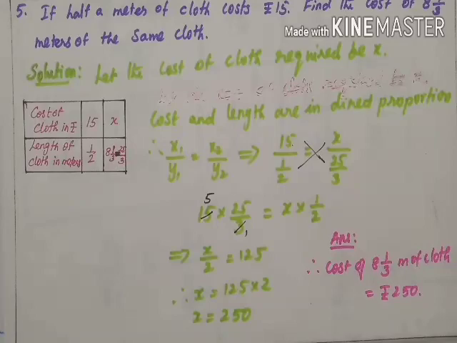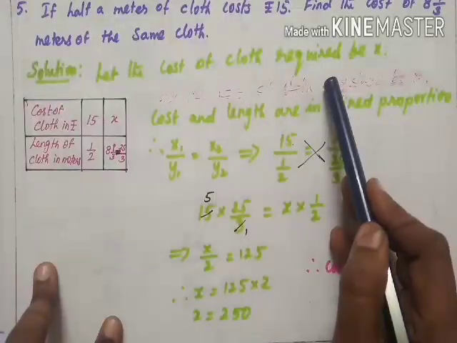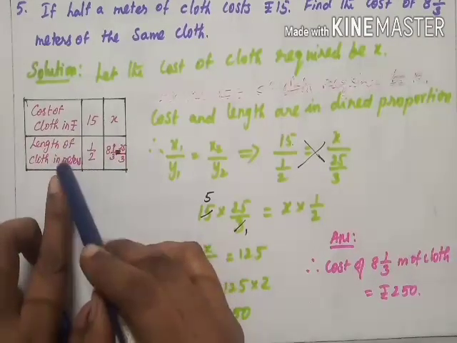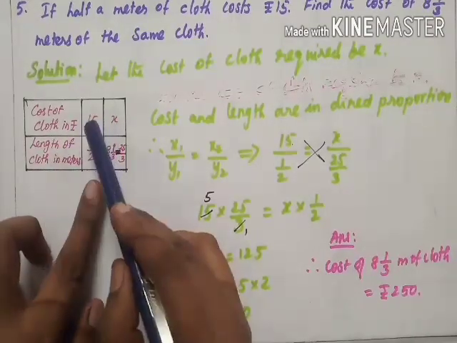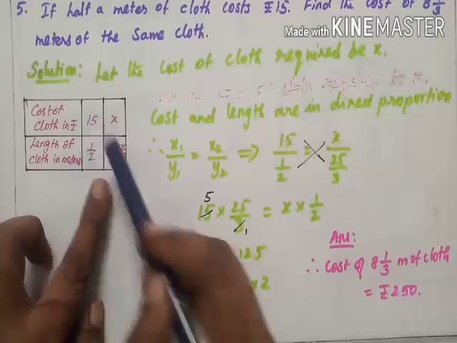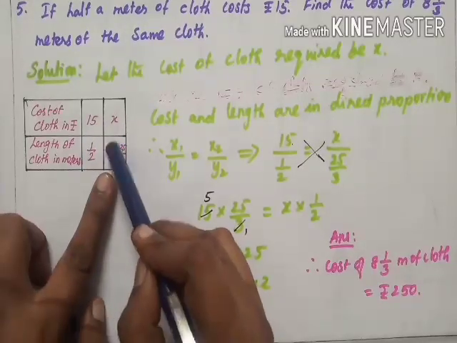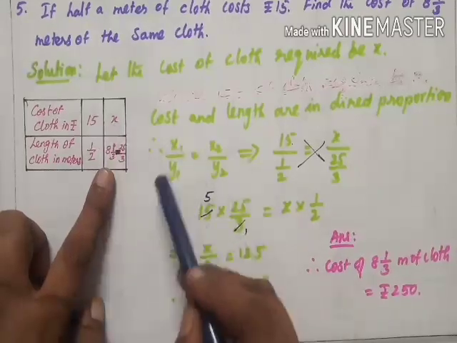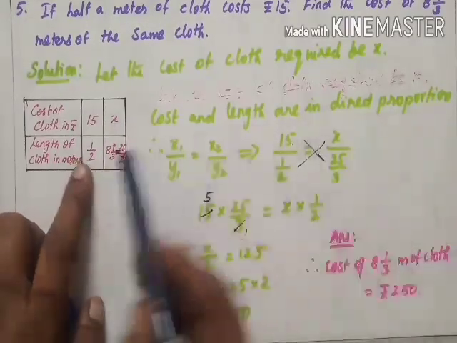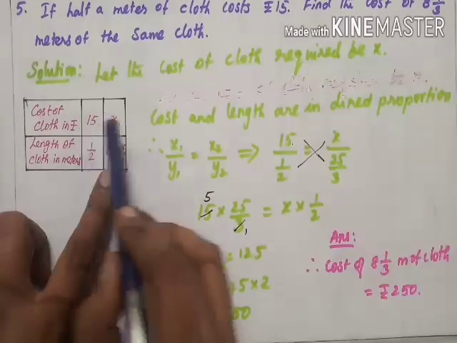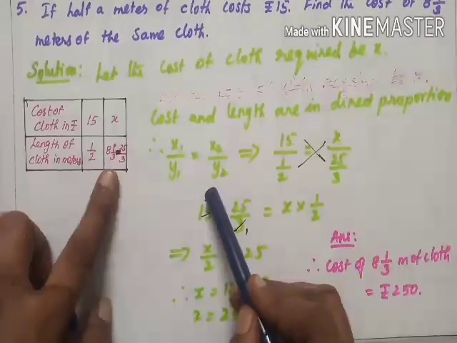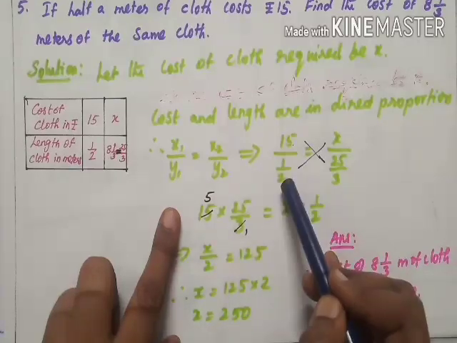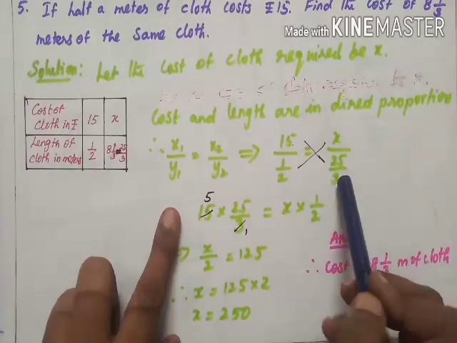Look at it. Let the cost of cloth required be x. Here the cost of cloth in rupees and the length of the cloth in meter. Half meter of cloth is 15 rupees. We have to find out for 8 1 by 3 meter of cloth. That I'll take as x. So they are in direct proportion. When length increases, cost also will increase definitely. So x1 by y1 equal to x2 by y2. So write 15 by 1 by 2 equal to x by 25 by 3.